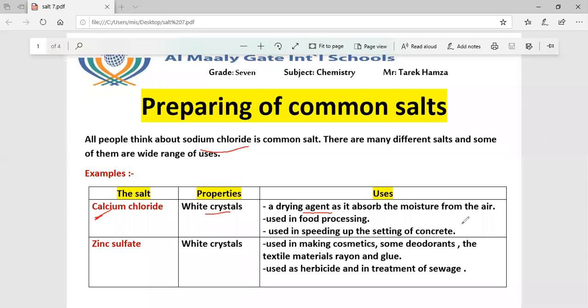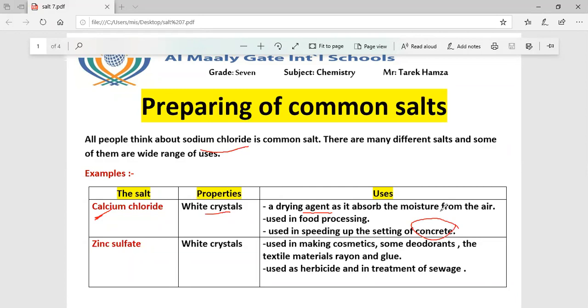Again, there are three uses of calcium chloride: as a drying agent to absorb the moisture from the air, in food processing, and in speeding up the setting of concrete. Okay?